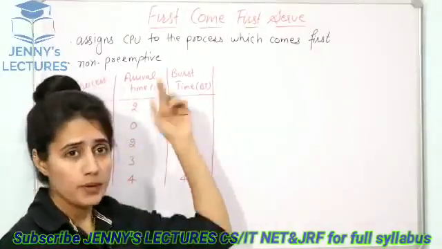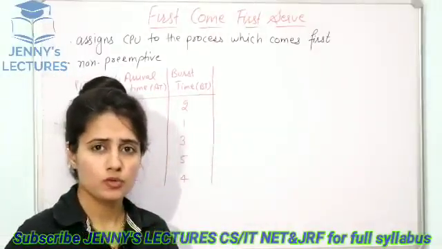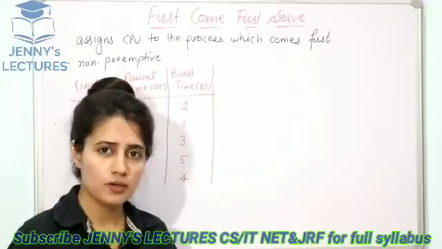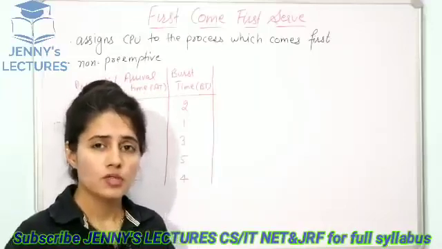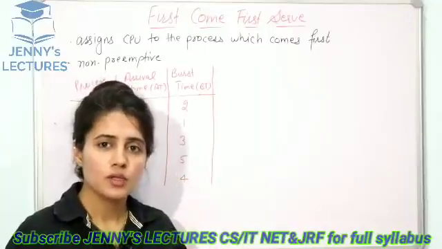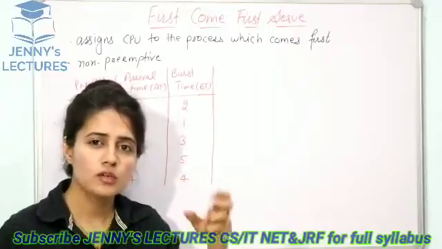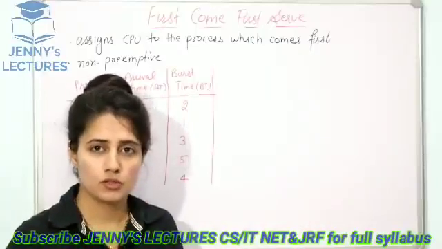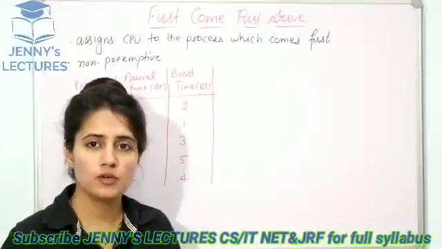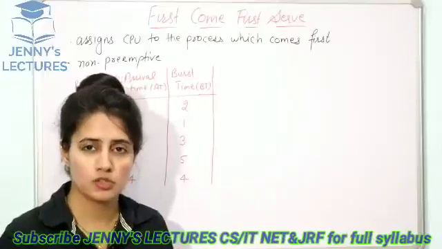Now what does non-preemptive mean? See, two types of CPU scheduling algorithms are there. One is preemptive and one is non-preemptive. What does preemptive mean? If a process is running in the CPU, then that process can be forcefully removed from the CPU, and the CPU can be allocated to some other process. That is known as preemptive CPU scheduling algorithm, or you can say preemption.